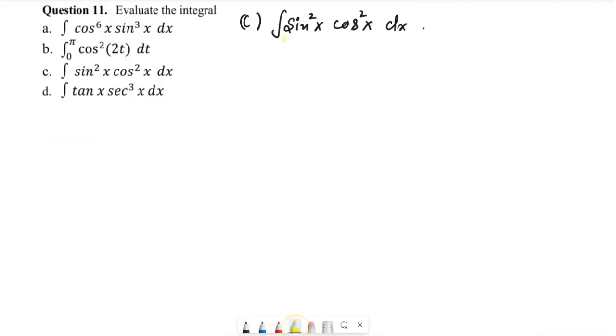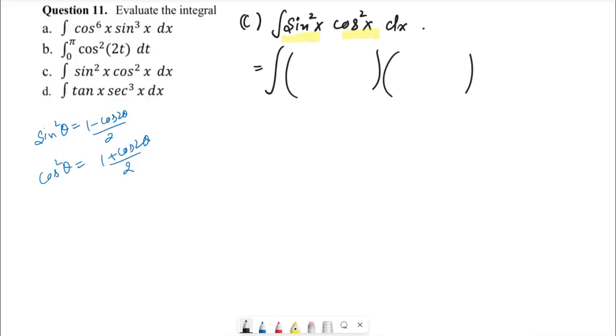Here we have a question where both sine and cosine are even powered, so peeling one will not really work. So I'm going to convert sine square, use sine square theta is 1 minus cosine 2 theta by 2, and cosine square theta is 1 plus cosine 2 theta by 2. So using that, sine square is 1 minus cosine 2x by 2. Cosine square x is 1 plus cosine 2x by 2. Integral with respect to x.